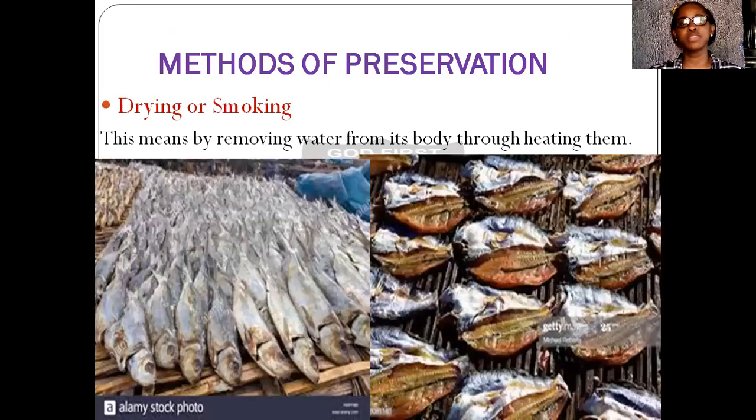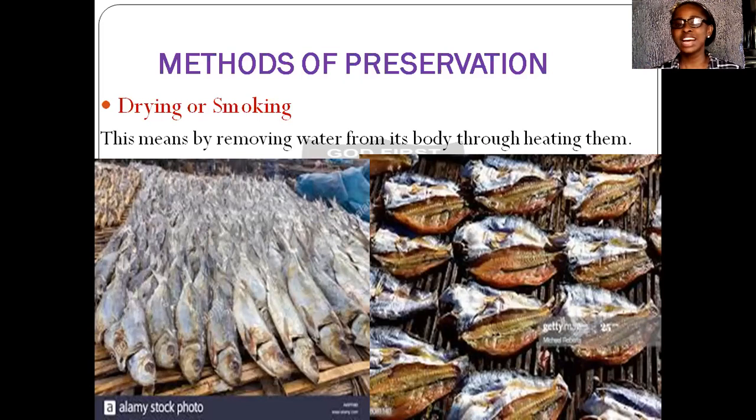So let us see the first method, which is drying or smoking. We have sun drying of the fish or smoking the fish. This is to reduce the water content by heating the fish on fire or exposing them to sunlight to dry the water content from the fish. This can also preserve the fish for a very long time, a few months or a few days, because when it's well dried it can stay for long without spoiling or decaying.